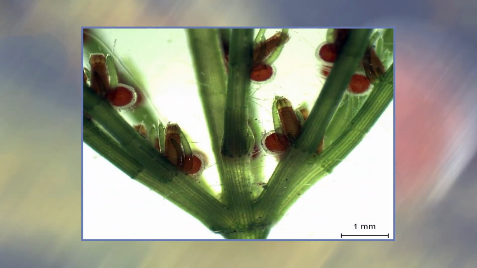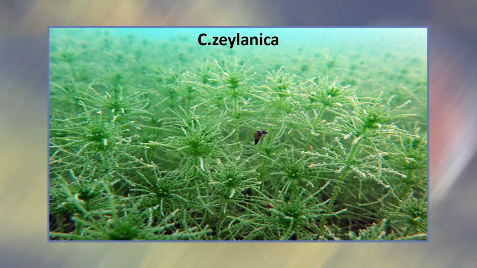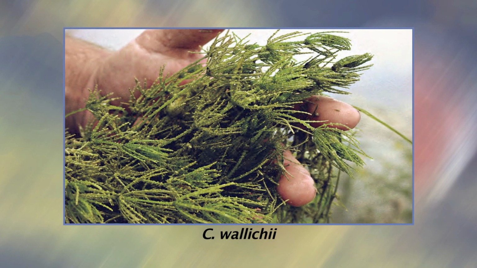The male sex organs are called antheridium or globule, and the female oogonium or nucule. Most of the Chara species are homothallic. That is, the male and female sex organs are borne on the same nodes, for example, Chara zeylanica. Some species, for example, Chara wallichii, are heterothallic. That is, male and female sex organs are borne on different plants.